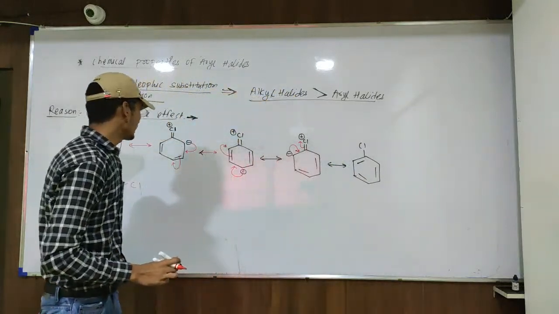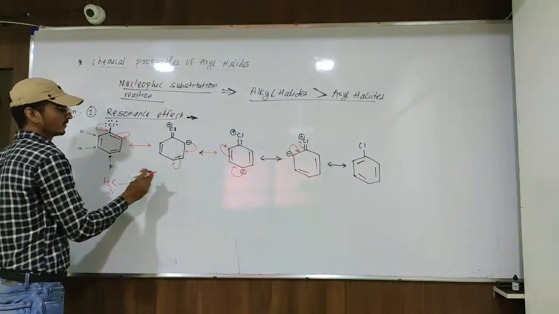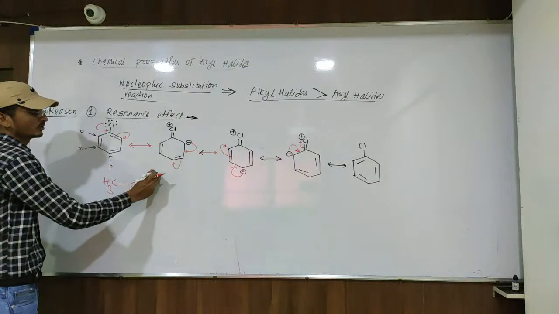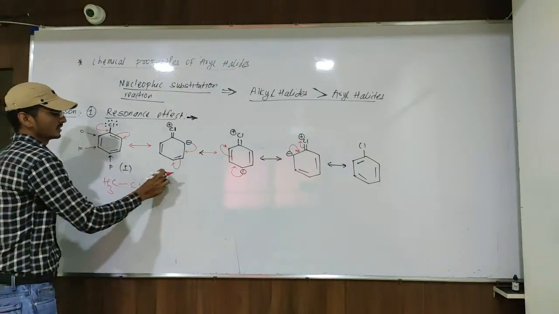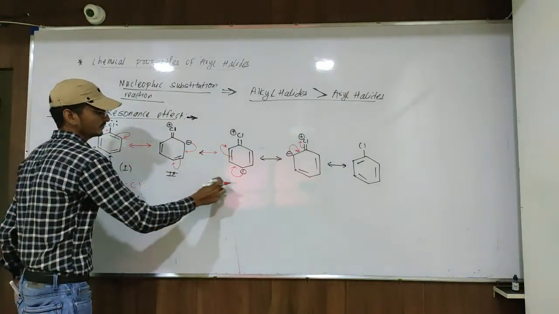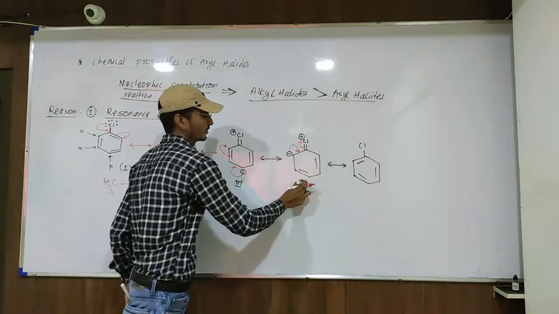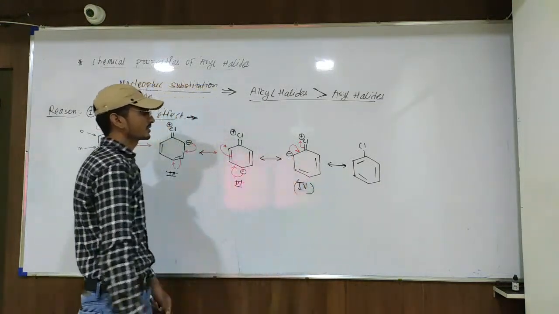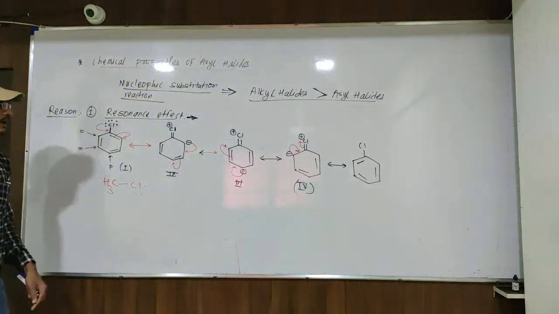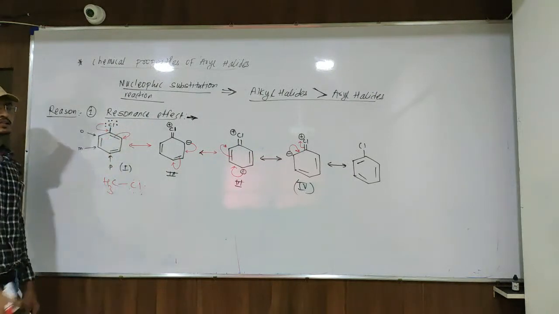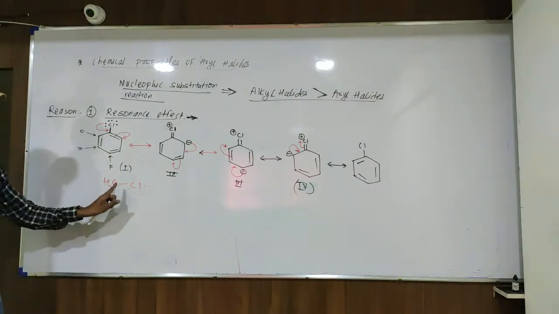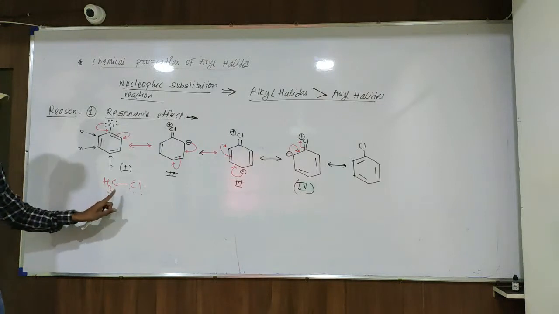So this is nothing but resonance, and you will get about four structures. This is the first, second, third, and fourth. So you get four structures in the resonance, and that's why the C-Cl bond in chlorobenzene is stronger than the C-Cl bond in methyl chloride.